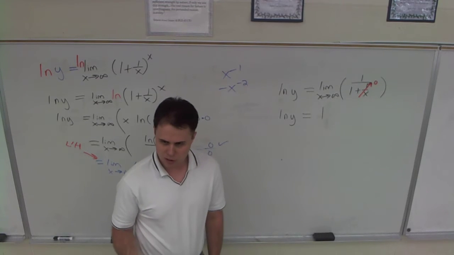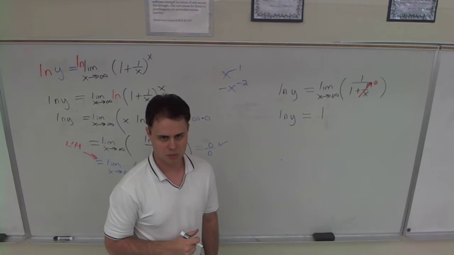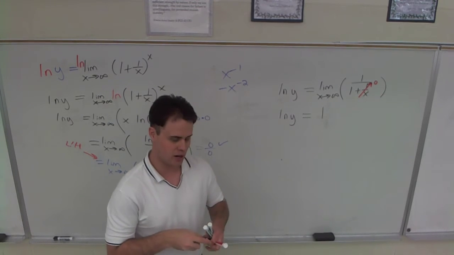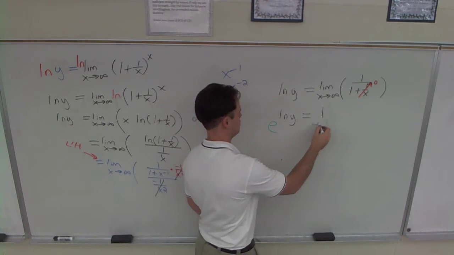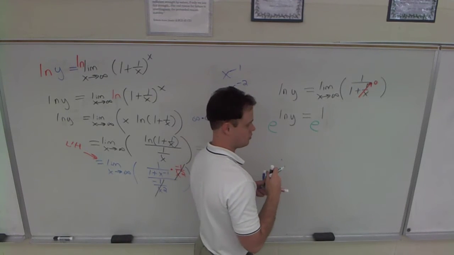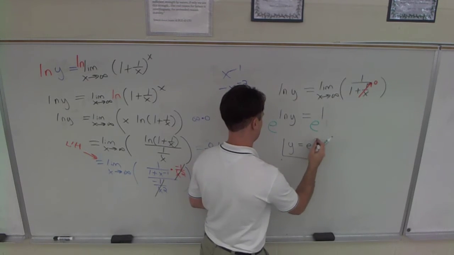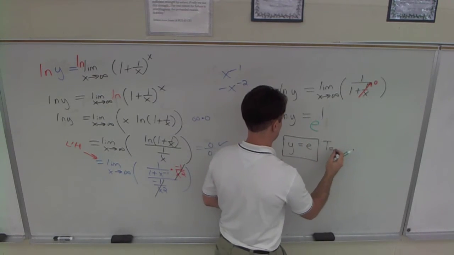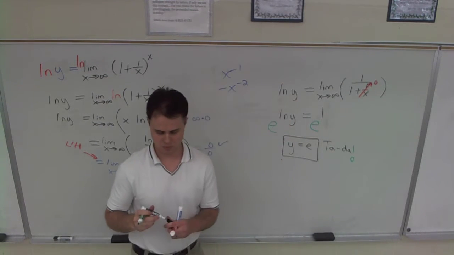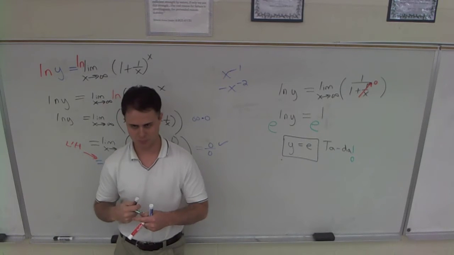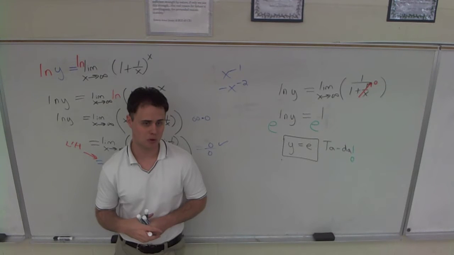And we wanted to find the limit all along. What did we assume the limit was called? Y. How do you solve for y? E to the y. Now you know where E really comes from, I think.